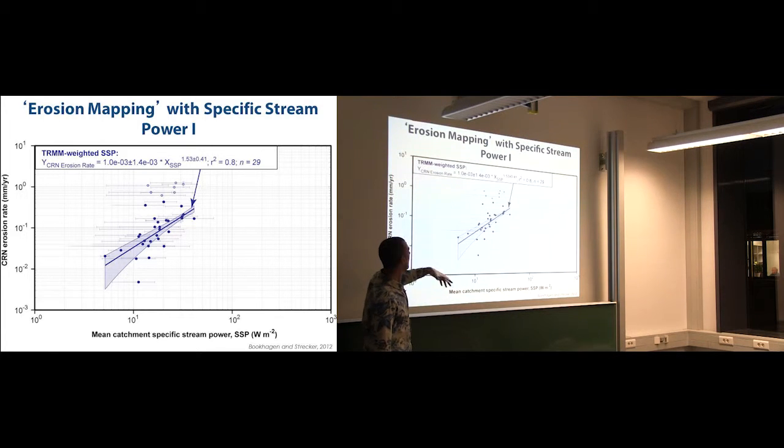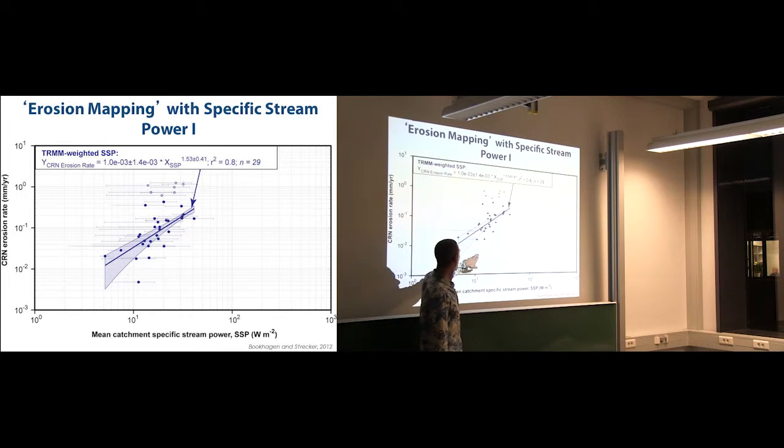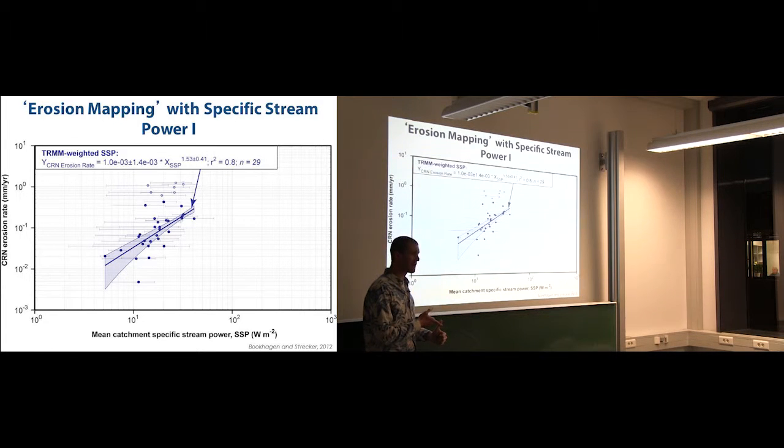So in other words, what this allows us to do is predict erosion rates, because each of those points that we show here has taken several weeks to months in the lab and has cost several hundred dollars. We cannot sample every single catchment in the landscape.